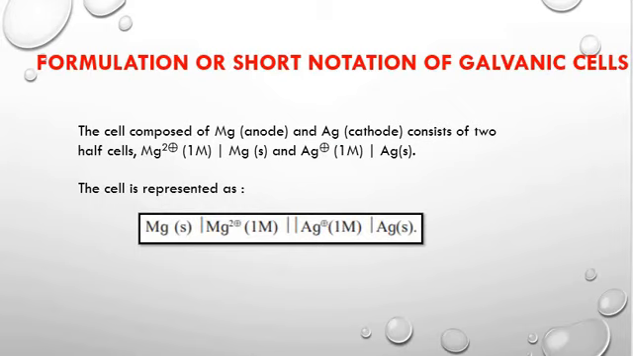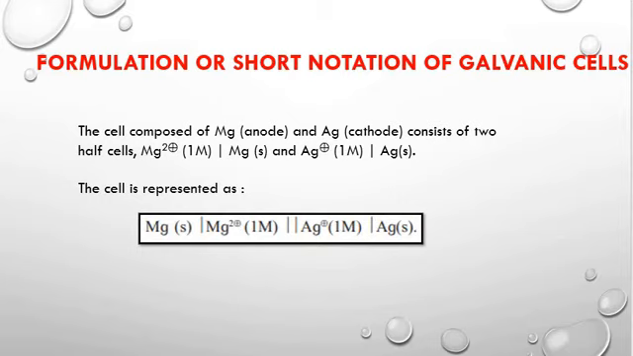Formulation or short notation of galvanic cell. The cell is composed of anode and cathode. And a galvanic cell is represented by a formula or short notation that includes electrode, aqueous solution of ions, other species which may or may not be involved in the cell reaction, and there is a certain convention which is used to write cell notation.